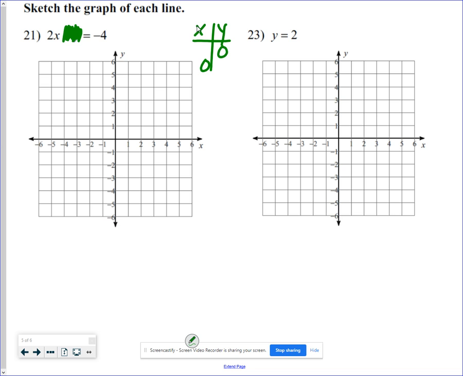Now you could show that work, or you could just do, divide both sides by 2 in your head. You're going to get that x is negative 2 because 2 times a negative 2 is negative 4. So negative 2, 0, it's going to be right there. That's my x-intercept. To find the y-intercept, I'm going to say that the x is equal to 0.